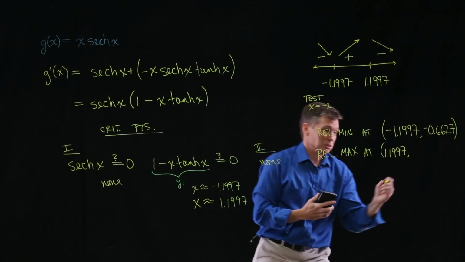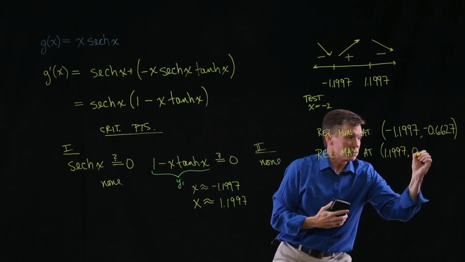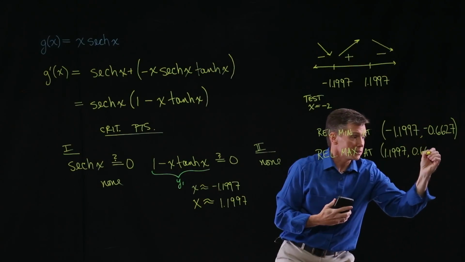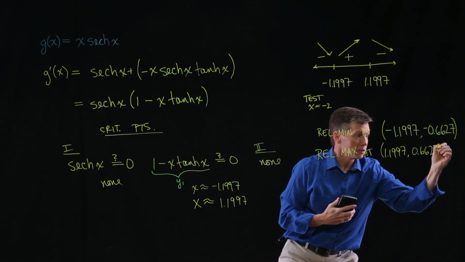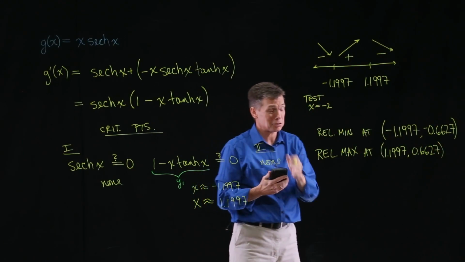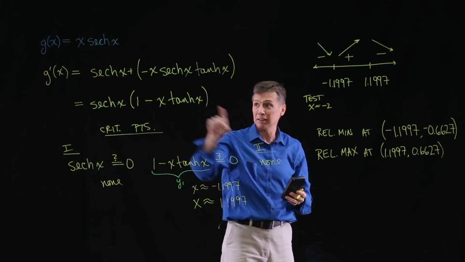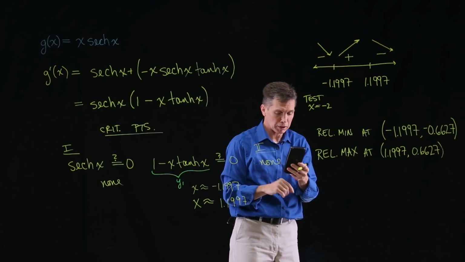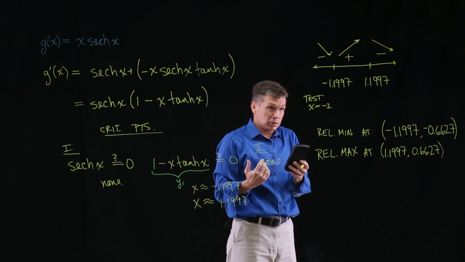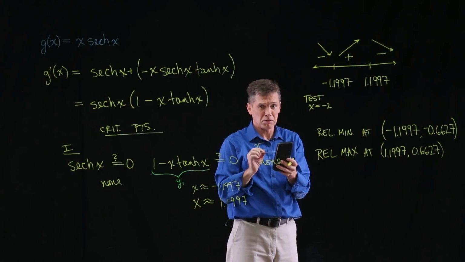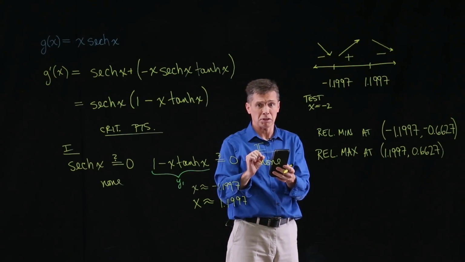Don't bank on this, but you do actually have symmetry again, 0.6627. I did it already. I know that's right. Again, don't bank on the symmetry. Take that x value and plug it in. Okay? All right, and I'm done with the problem when they said to find relative extrema of this function.